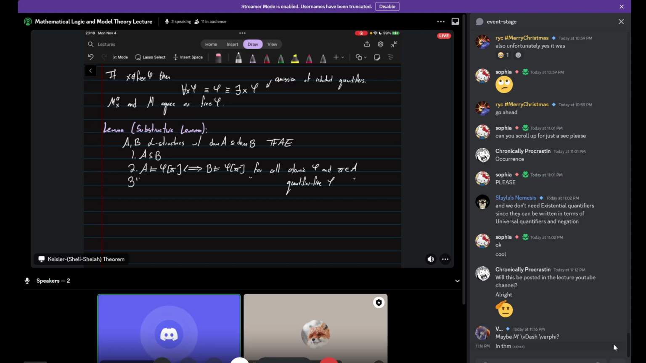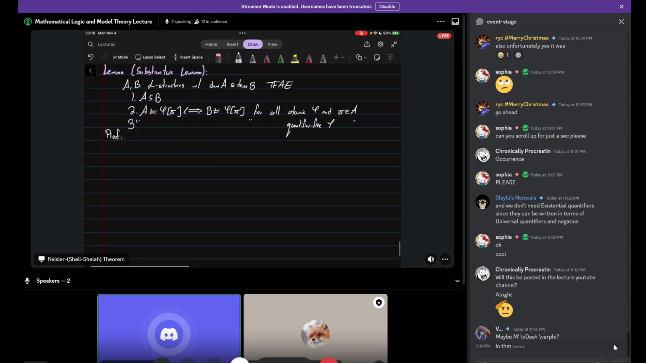Basically what this means is that if I say x is less than y, this is an atomic formula, and A satisfies this if and only if B satisfies this. This shouldn't be so surprising, it's just very nice to formalize. So let's prove 1 implies 2.